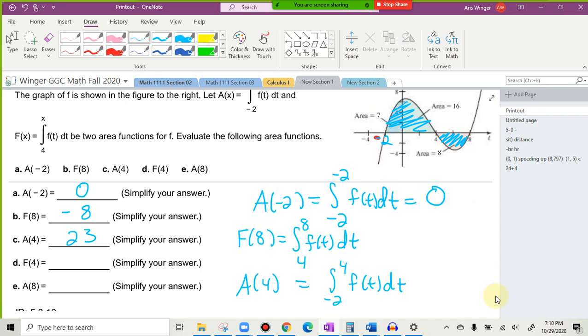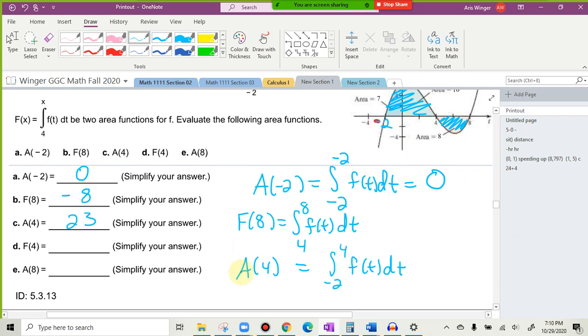F of 4, they're trying to get us. F of 4 is the integral from 4 to 4, and I don't need to say anything else. 0.